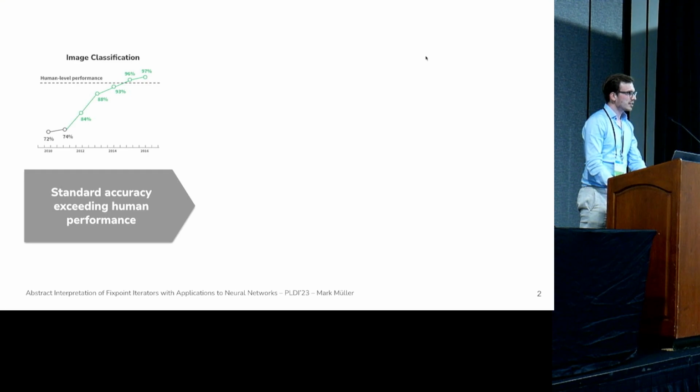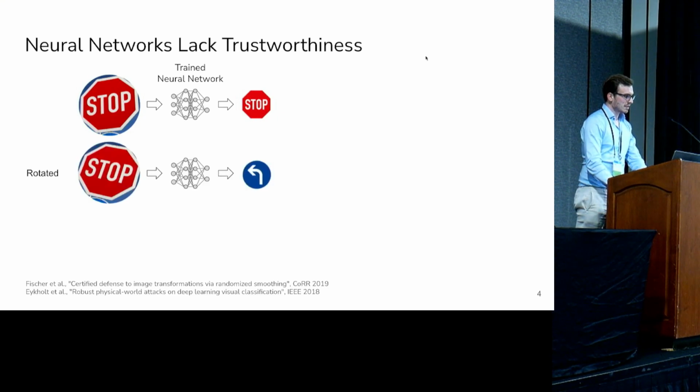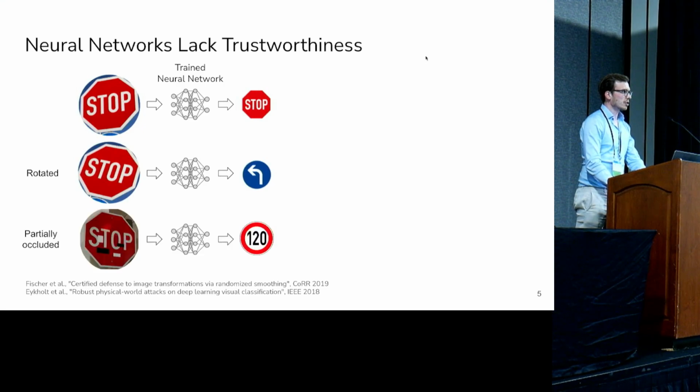Over recent years, deep learning-based methods have achieved exceptional performance on many hard tasks. However, they exhibit a concerning lack of trustworthiness. More concretely, for a street sign recognition task, the neural network performs well on the original image, but if we slightly rotate the image or partially occlude it using tape or graffiti, suddenly we can cause almost arbitrary misclassification. This is known as adversarial examples.